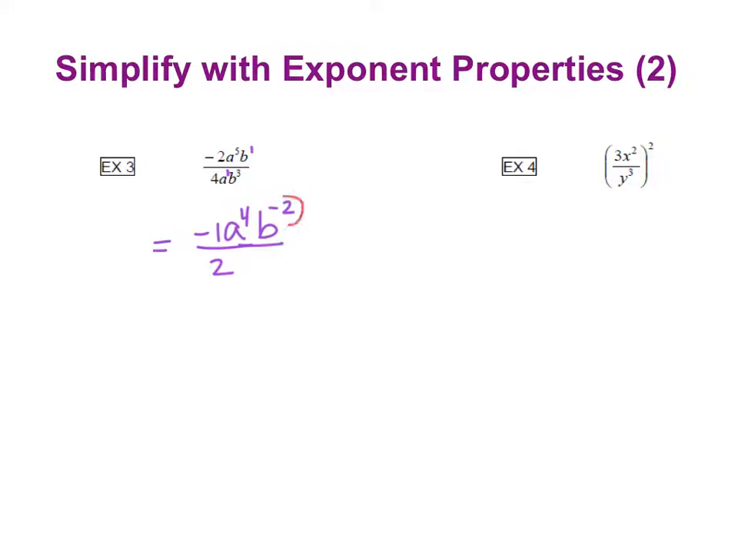Now we'd say, oh, that's negative, that has to go to the bottom. So you have 1a to the 4th, which is a to the 4th, oh, -1 or just negative, over 2, and then that b squared comes down.